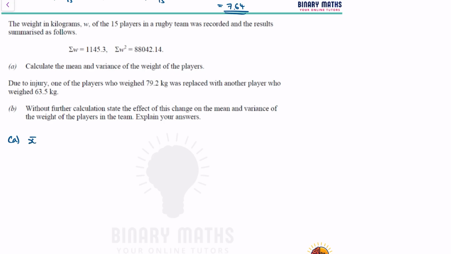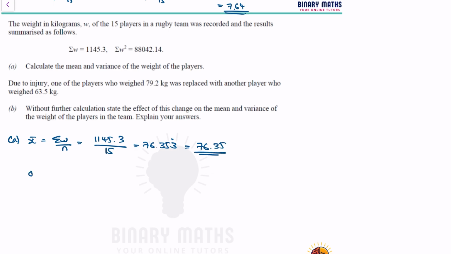So mean is equal to x bar, which is equal to sum of W over n. Sum of W is 1145.3 divided by n, which is 15, which is 76.353 recurring, which is equal to 76.35 to 2 decimal places.